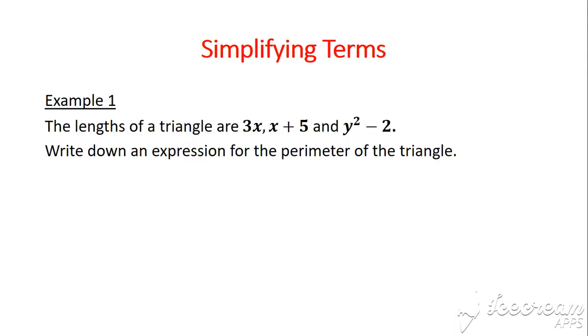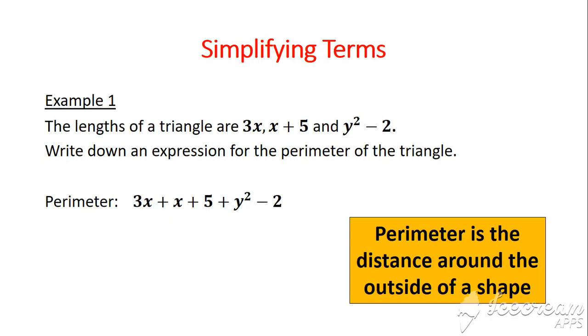All right, let's just do a couple of examples just to get you familiar with what they may ask in an exam. Example number 1, the lengths of a triangle are 3x, x plus 5, and y squared minus 2. Write down an expression for the perimeter of the triangle. Well, perimeter is just the distance around the outside of the shape. So we're just going to add up all those three terms.